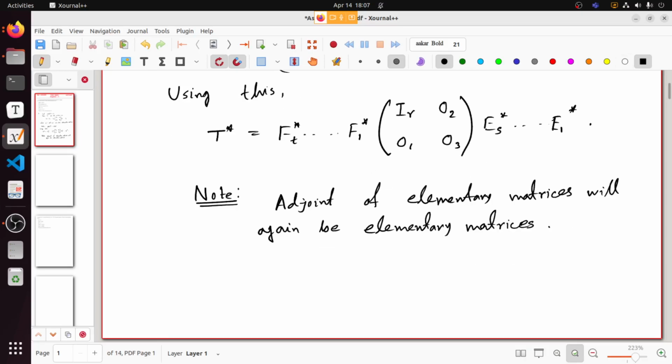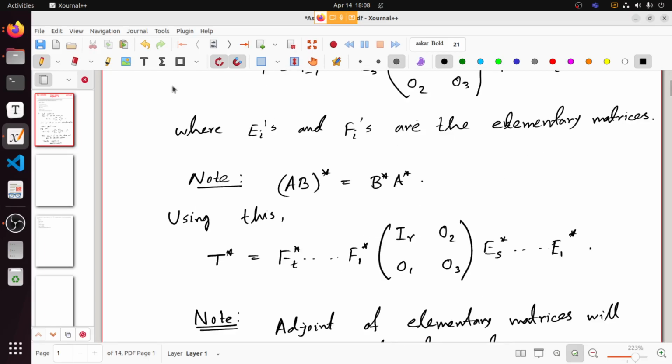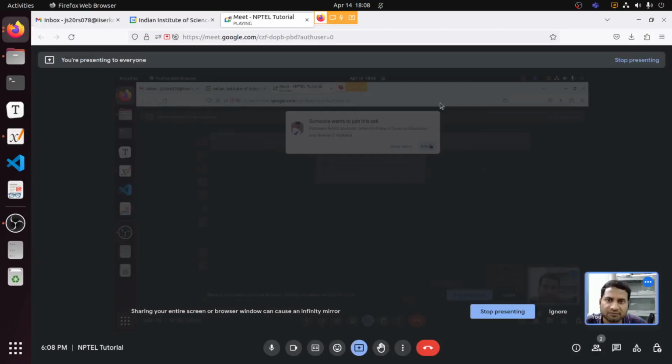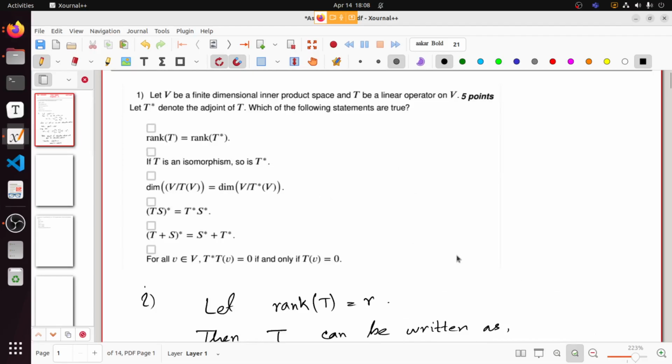Therefore, the rank of T star will be R. So the rank of T equals the rank of T star, and the first option is correct. Now what is the next option?